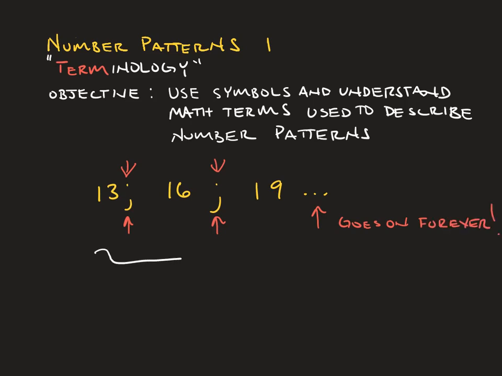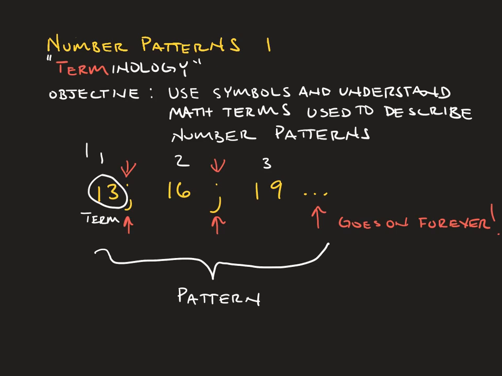So if we look at all of this, the entire thing is a number pattern. Each number in it is called a term, and each of the terms can have a name. So this is term number 1, term number 2, term number 3, and we call them T1, T2, T3, meaning term 1, term 2, term 3.